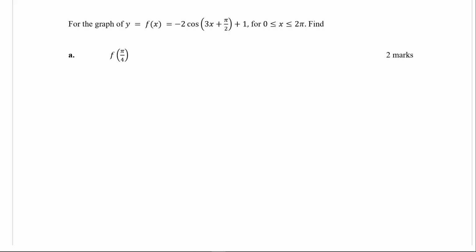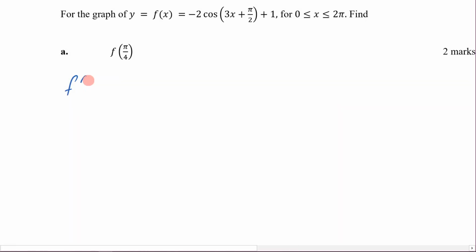All right, so we are answering this question before us, which says, for the graph of y is equal to f of x is equal to negative 2 cos (3x plus pi on 2) plus 1, and this is our domain, find, the first thing we need to do is find f of pi on 4. So what that means, if I can zoom in here, is that we're going to be substituting in pi on 4.